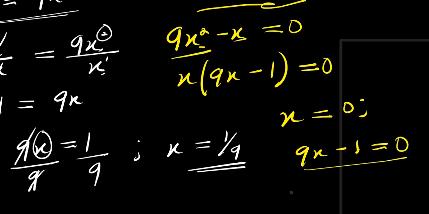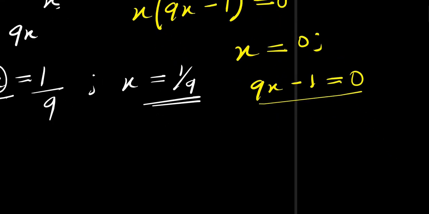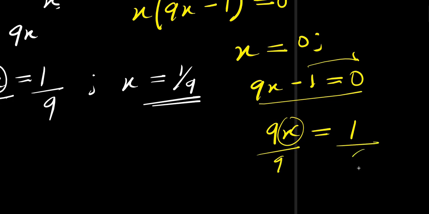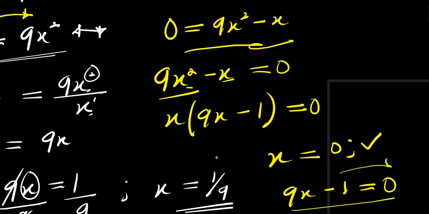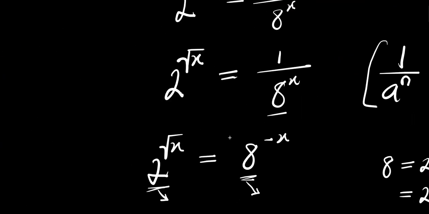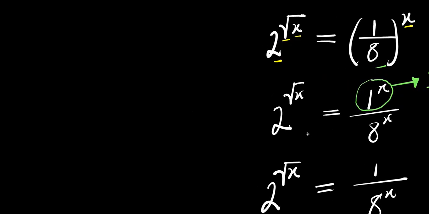So to solve this one here, I move this down here. I have 9x equals 1. So isolating x, I divide this by 9. This eliminates this, I have x equals 1 over 9. So x equals 0 and x equals 1 over 9 are my two solutions. So let's go ahead and verify this.